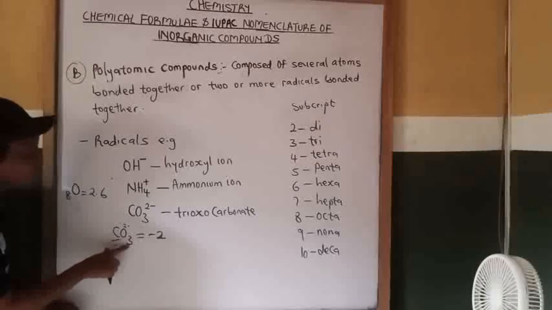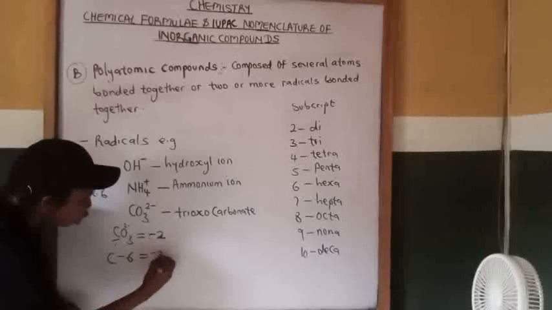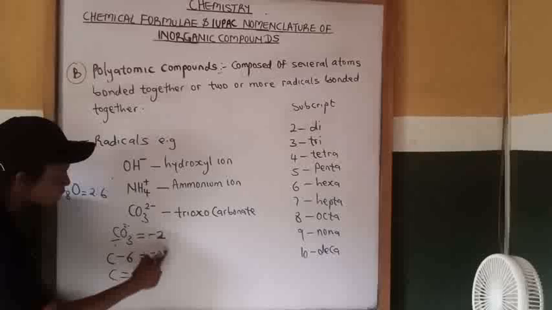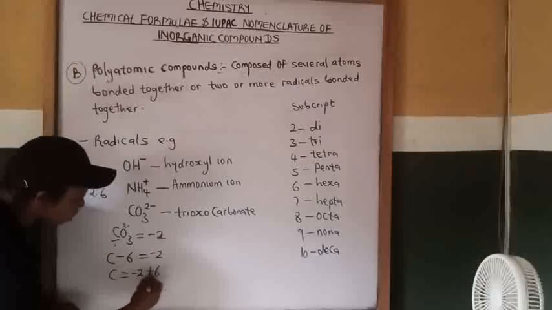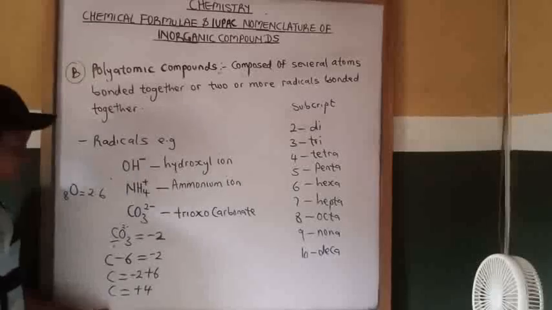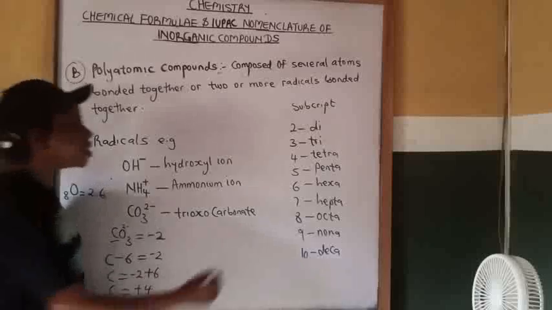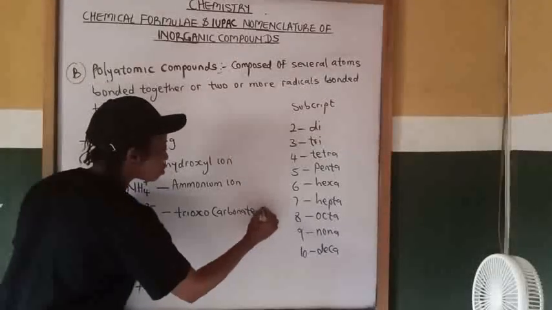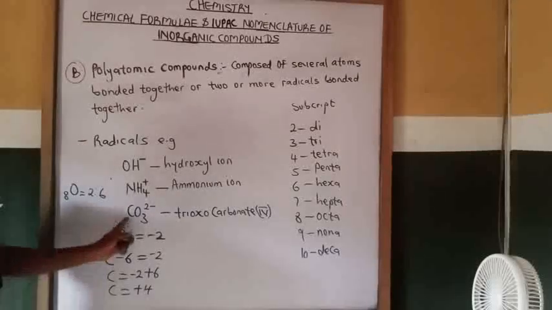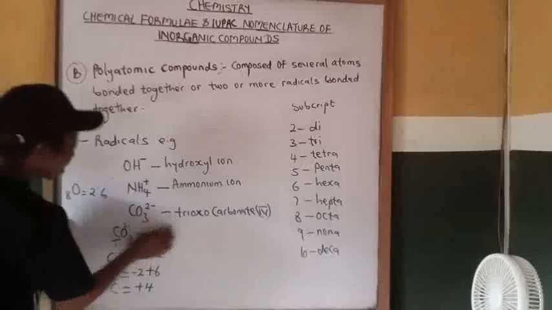So minus 2 times 3 will give us minus 6 equal to minus 2. So C minus 6 equal to minus 2. Bring this minus 6 down here, we change it to plus 6. So therefore, C is equal to plus 4. So this carbon is 4. So we call it trioxocarbonate 4. That is how to name CO3. So let's take another radical.